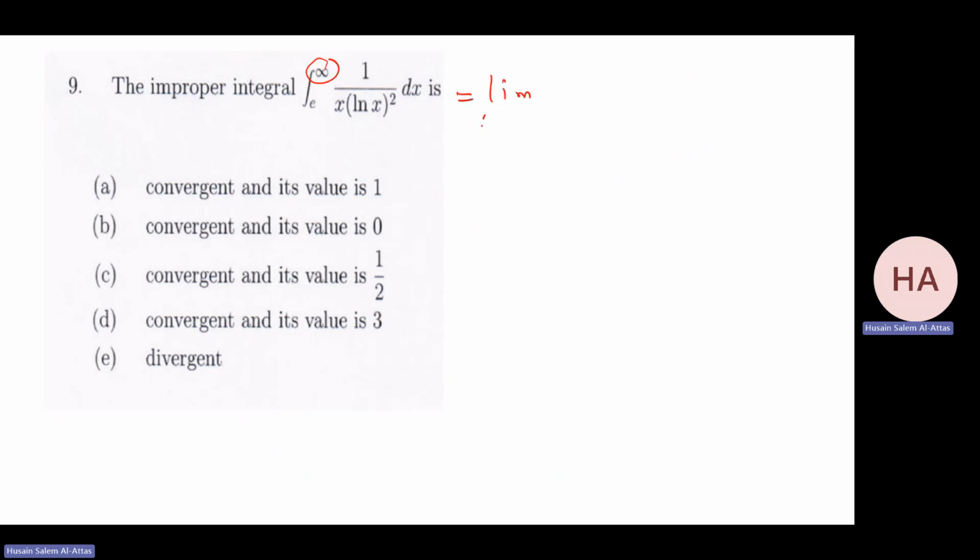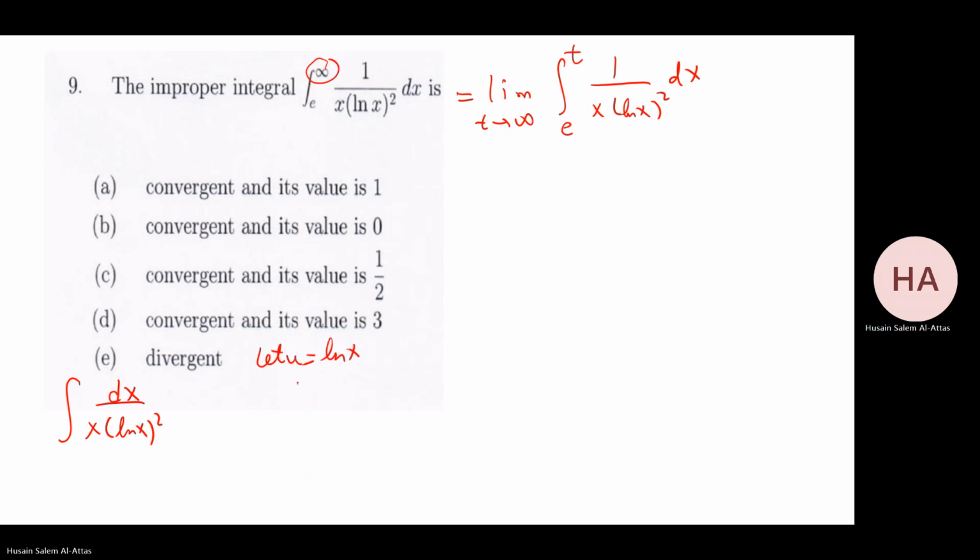So I have the limit as t goes to infinity of the integral from e to t of 1 over x (ln x) squared dx. How to do that? Let me do the integral. It means a little bit of work, but it's not difficult. I will let u equal ln x, du equals dx over x. So that will be the integral of du over u squared.